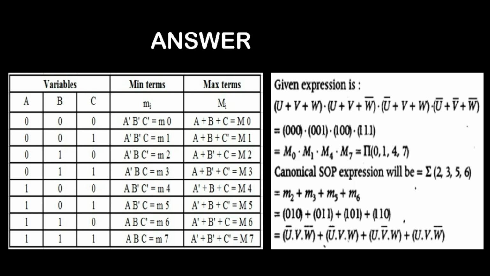Okay, then see the table and write the equivalent value. So m2 you have to take from the min terms column. m2 is equivalent to A dash B C dash, which is 0, 1, 0 in binary. If you want, write the binary values and then write the answer, or you can directly write the answer. So the answer for small m2 is U dash V W dash. Then the next, m3 is U dash V W. Then m5 is U V dash W. Then m6 is U V W dash. So that is the final answer.